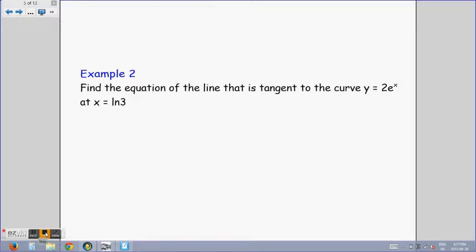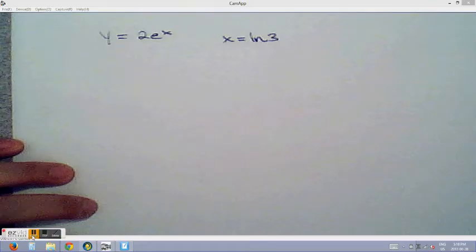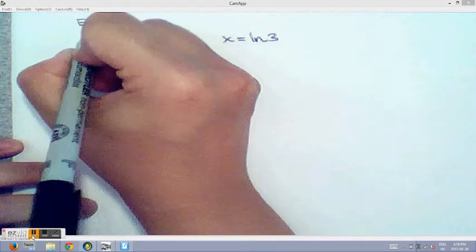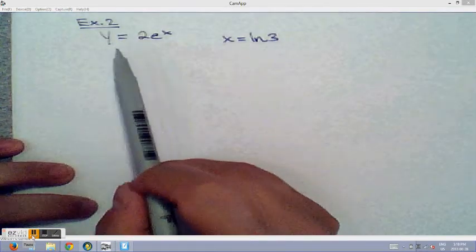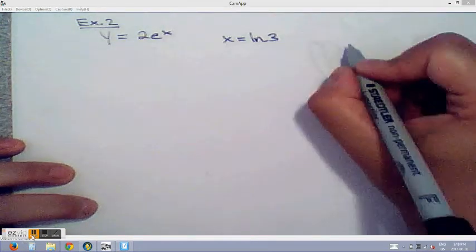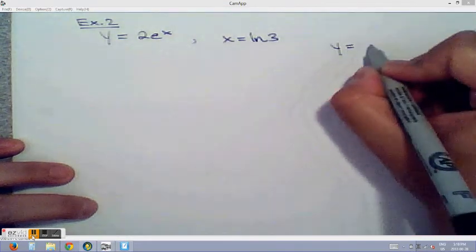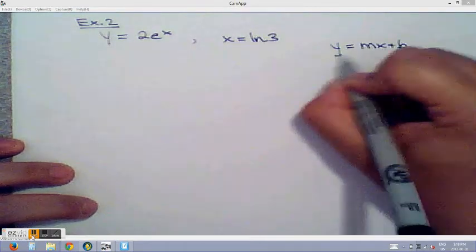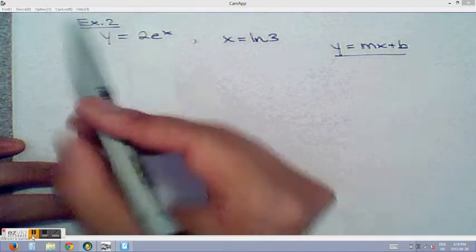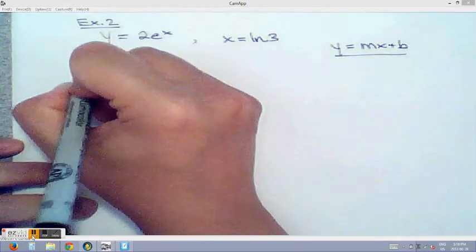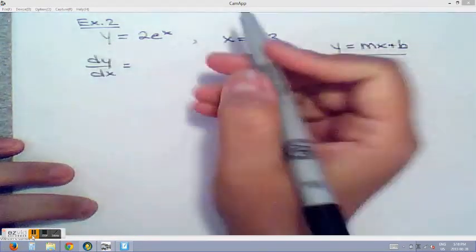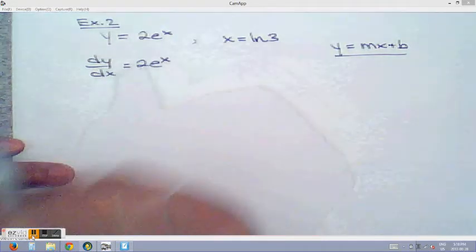Example number 2, find the equation of the line that is tangent to the curve y equals 2e^x at x equals ln 3. Okay, so in example number 2, we have the function y equals 2e^x, and we're finding the equation at x equals ln 3. So again, we want to find y equals mx plus b. We want to find dy/dx, which is simply equal to 2e^x.